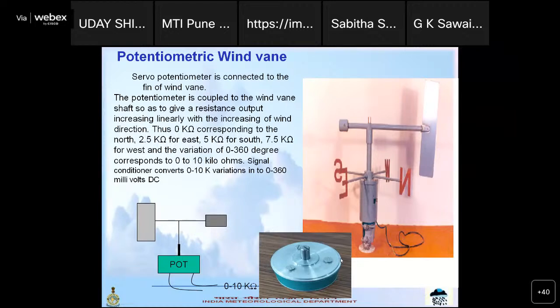East direction is 90 degree. 2.5 K indicates 90 degree. Likewise 5 K will indicate 180 degree south direction. West direction means 270 degree, which will give resistance output of 7.5 K. So when you get 7.5 K, it will show in the data logger 270 degree. And when you get full 10 K or zero, you will get 360 degree, which means north direction.